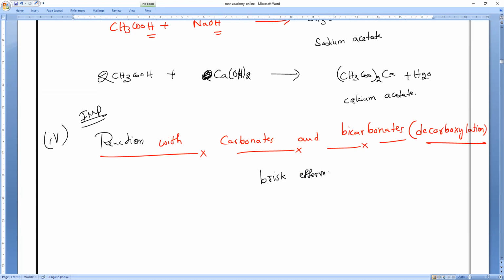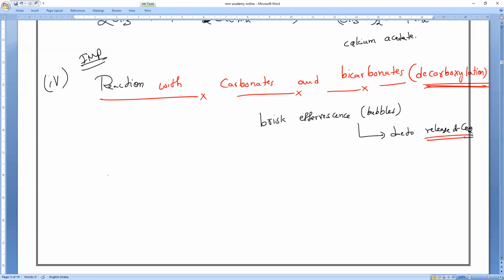Effervescence means bubbles. Bubbles of carbon dioxide will come, due to the release of CO2 gas. These reactions we call decarboxylation reactions. This is not the first time we are studying this. We already studied it in metals and non-metals.